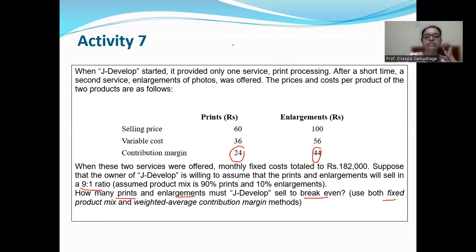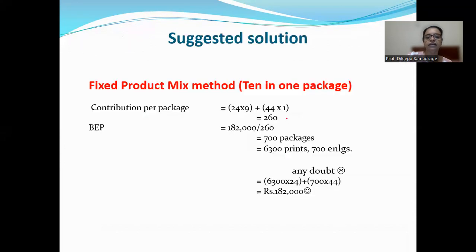Okay, right. So these answers are correct, I think. So what you have to do is, you know the production mix, so to get the combined contribution, the production mix contribution, you have to multiply this by 9 and this by 1, right? Then you get the contribution per package, 260. So this is your fixed cost.